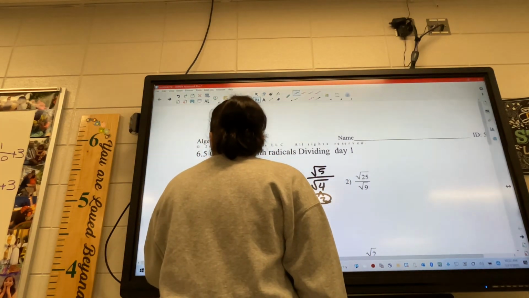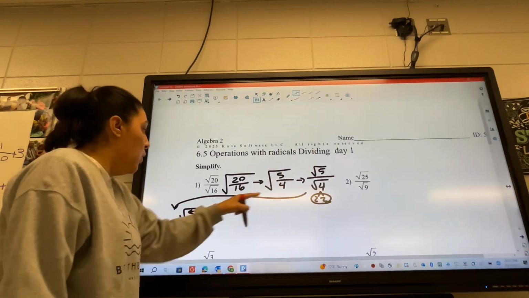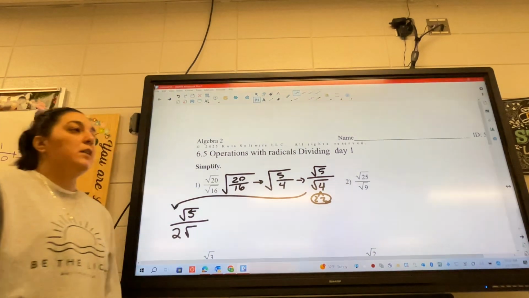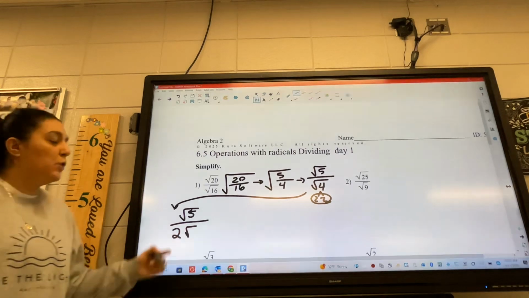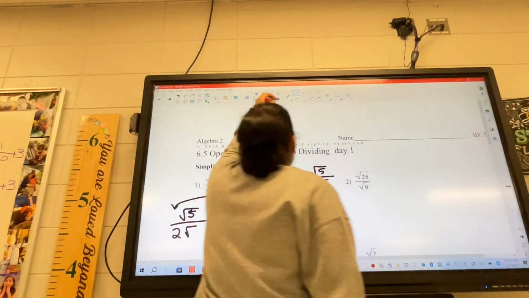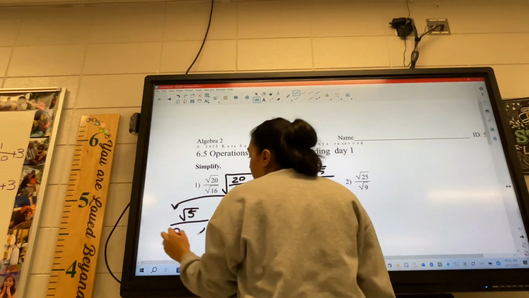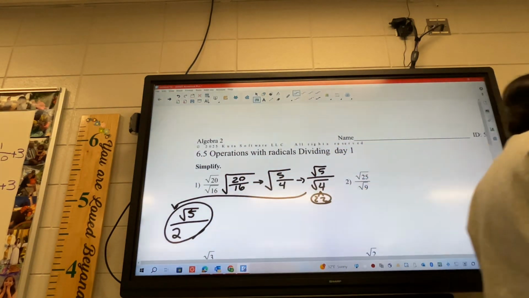The 5 is gonna go here on the bottom, and one group of 2s can go. So who's left on the inside of the radical? Nobody. So do we leave it there? No, we just don't put a house, okay? And so this is really what's happening, and so that's our answer.